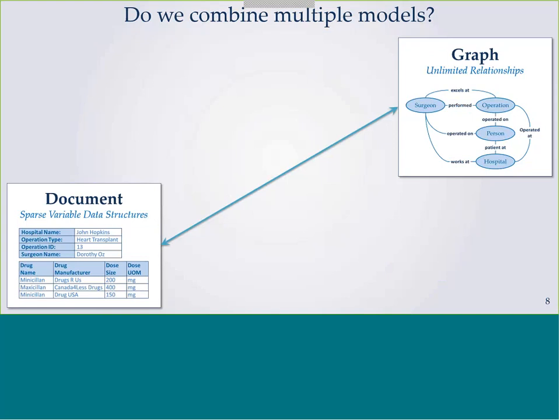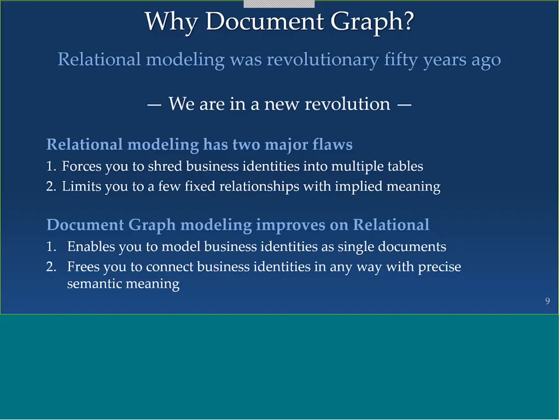The structure is data. This is a key point. Everything is data. It's not like in a relational database, where the metadata lives in metadata tables inside the database but is separate from the data. In a document and graph database, the data structures are data, and the relationships are data. Everything is data, and that makes everything variable and very flexible. And the graph, because all the relationships are precisely defined, makes everything meaningful. So that gives you variety and meaning, and that's what we're going to focus on.